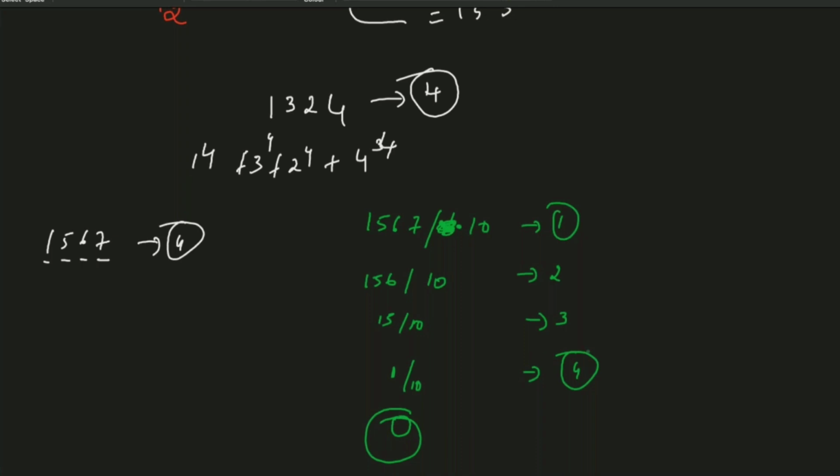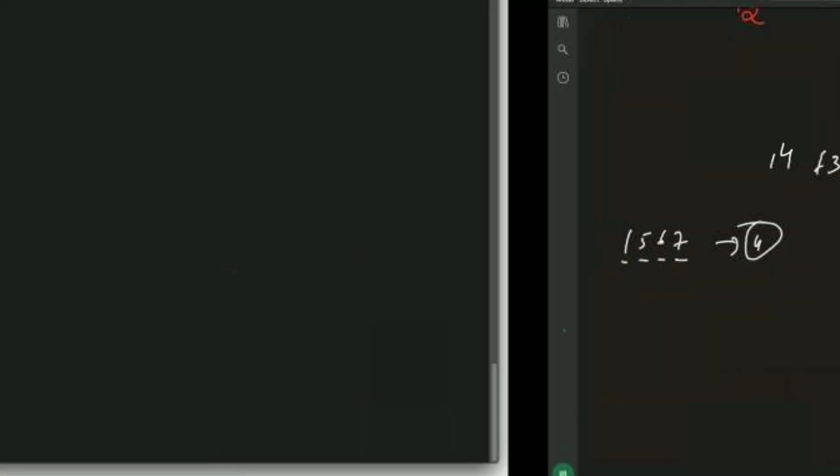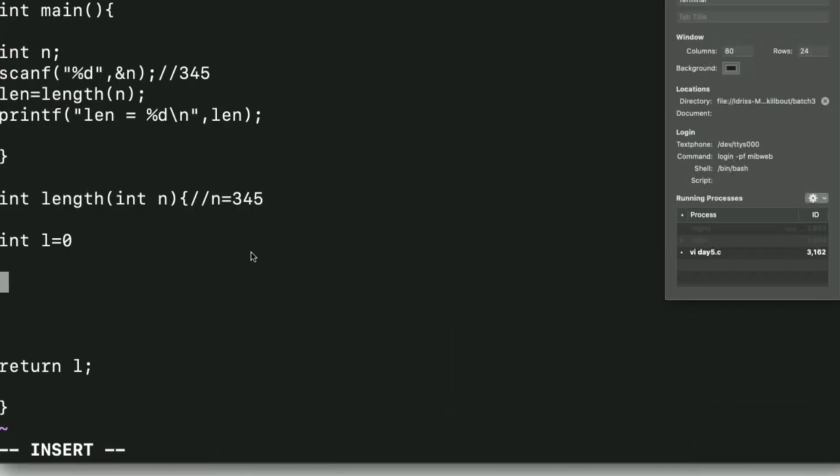Once 0 is reached, you will return whatever the count is. Each time we'll increment it. So the same logic I'll be applying here. What is that? n divided by 10. I'll update it back to n itself. Each time I do it, I will calculate this length. I'll say l plus plus, or else I'll increment l plus plus. This entire block should be done.